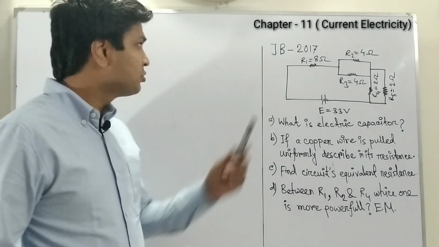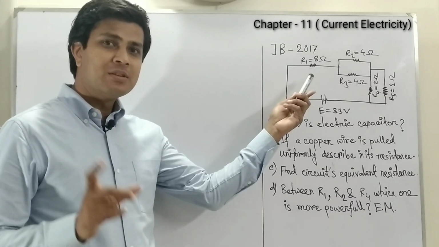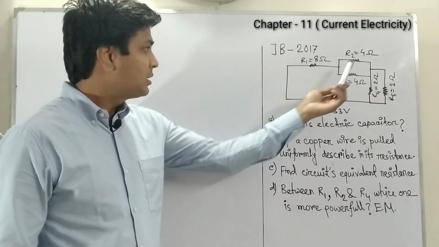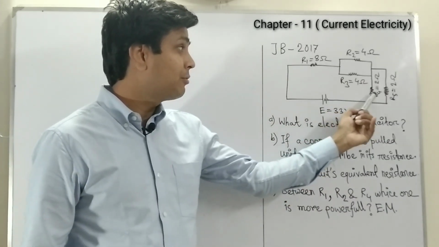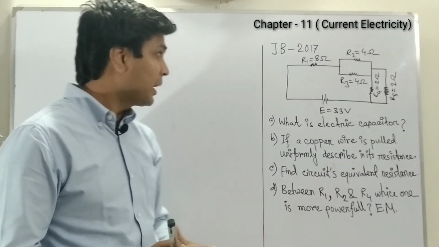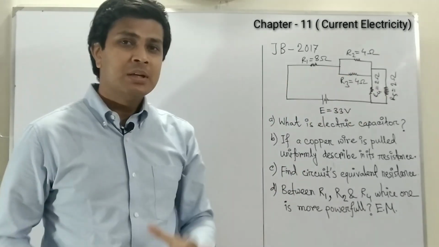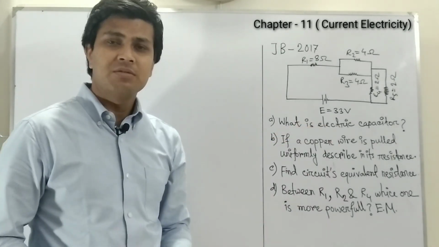Second credit question, Joshua Board 2017. Look at the diagram. In the diagram you can see there are 5 resistances. The first 2 resistances, R2 and R3, are in parallel. Similarly, R4 and R5 are also in parallel, and again R1, RP1 and RP2 are in a series circuit.